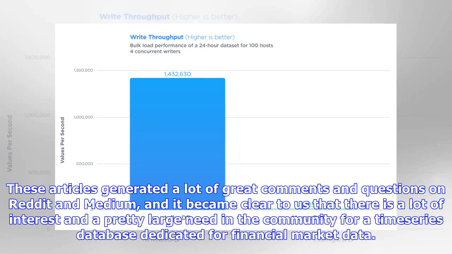These articles generated a lot of great comments and questions on Reddit and Medium, and it became clear to us that there is a lot of interest and a pretty large need in the community for a time series database dedicated for financial market data.